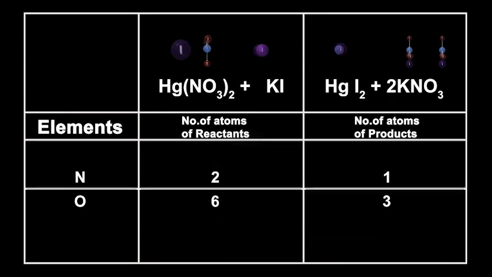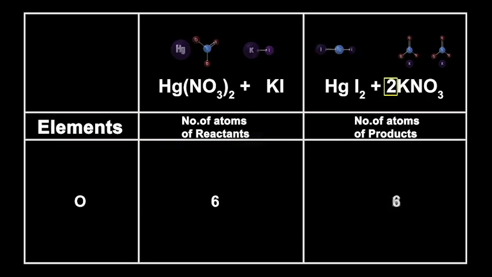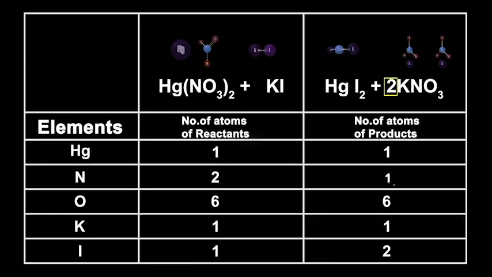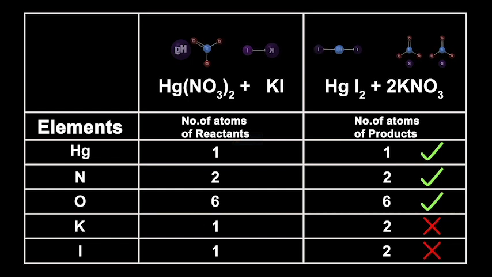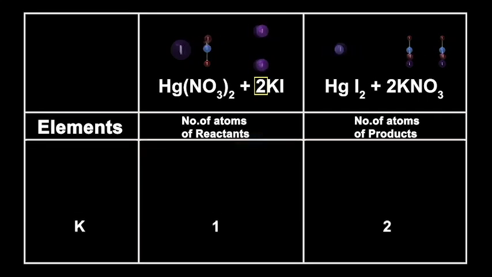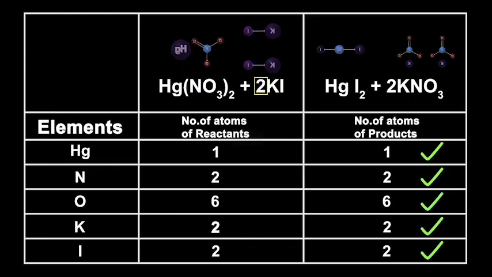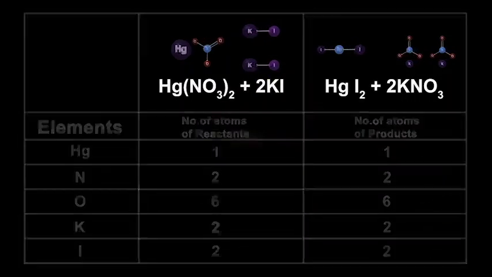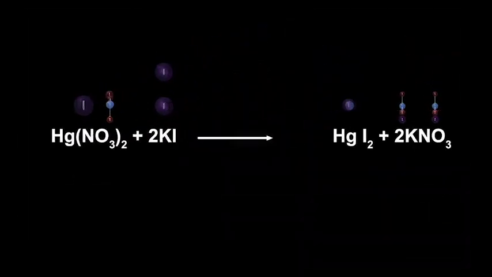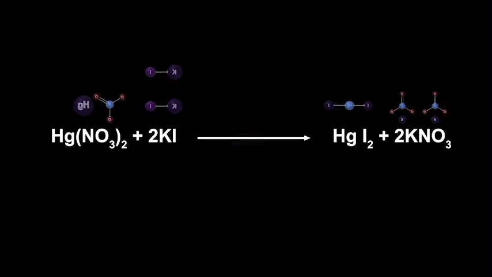To balance oxygen, we multiply by 2 on the product side. Then oxygen atoms become 6, nitrogen becomes 2 and potassium becomes 2 on the product side. By this, Hg is balanced, N is balanced, O is balanced, K is not balanced, I is not balanced. So, to balance K, we multiply by 2 on the reactant side, then potassium atoms become 2 and iodine atoms become 2 on the reactant side. Finally, the balanced chemical equation is Hg(NO3)2 plus 2KI gives rise to HgI2 plus 2KNO3.